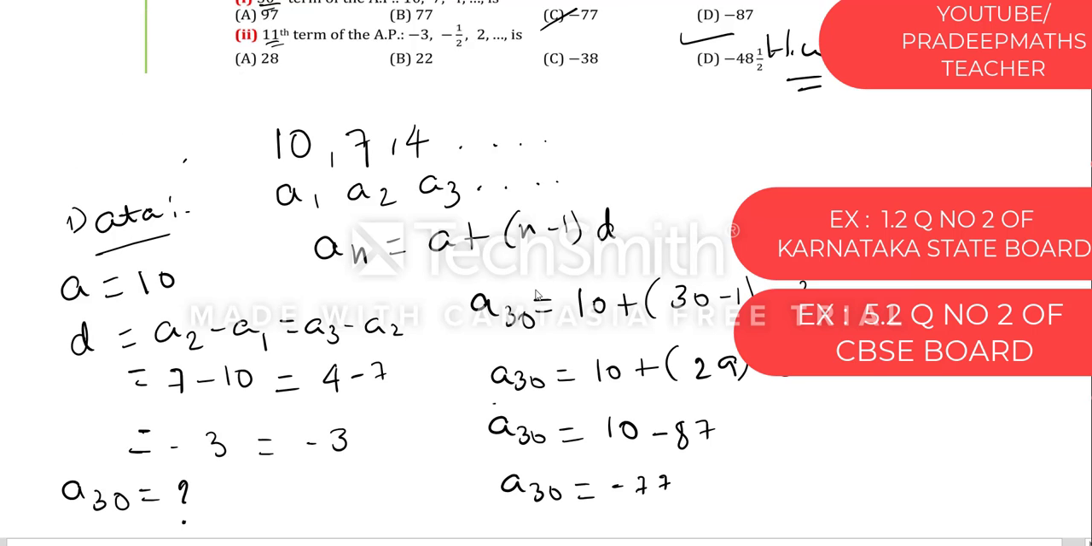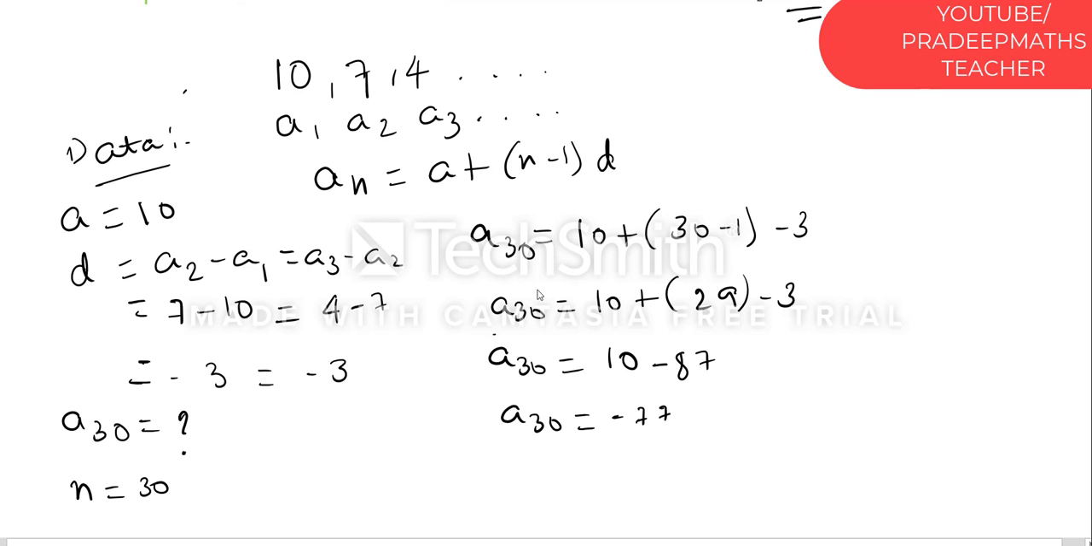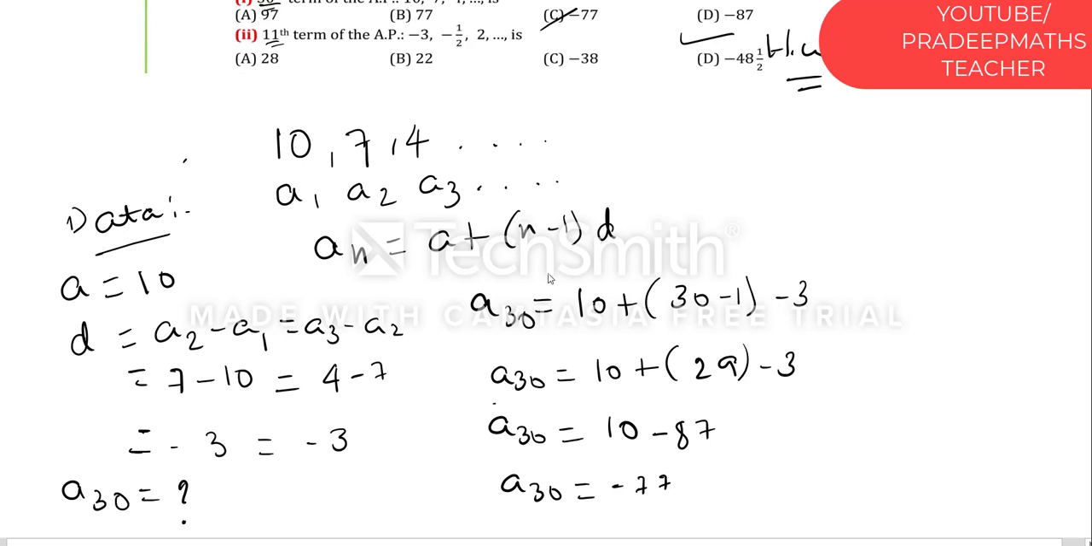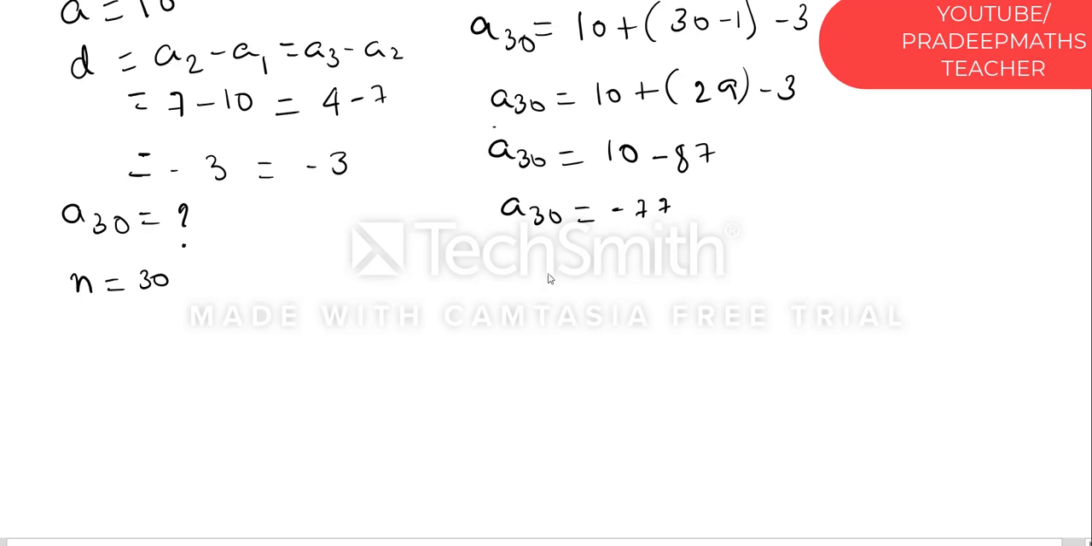I think it's there on your screen: the problem which we solved first is there on your screen. Likewise, you need to solve the second one also. They have given the AP. Let me read the AP first and let me solve it. So we are solving the second one.